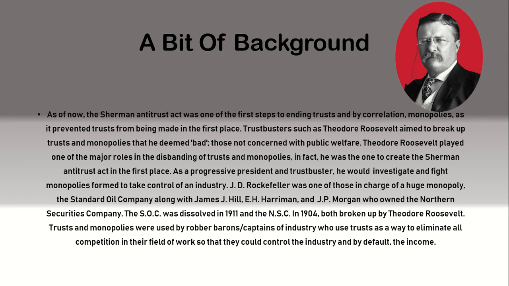J.D. Rockefeller was one of those in charge of a huge monopoly, the Standard Oil Company, along with James J. Hill, E.H. Harriman, and J.P. Morgan, who owned the Northern Securities Company. The SOC was dissolved in 1911 and the NSC in 1904. Both broken up by Theodore Roosevelt. Trusts and monopolies were used by robber barons or captains of industry who used trusts as a way to eliminate all competition in their field of work so that they could control the industry and by default the income.